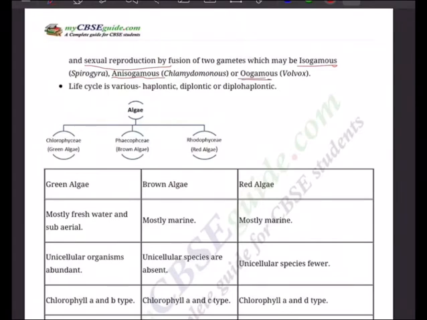Life cycle is in various forms: haplontic, diplontic, and diplohaplontic. What do you mean by haplontic? Haploid.